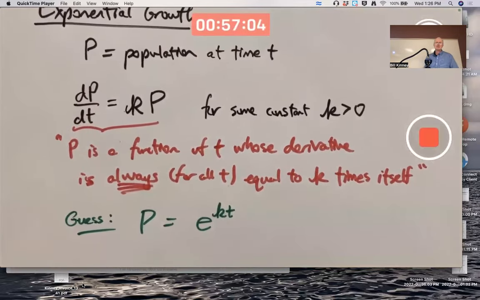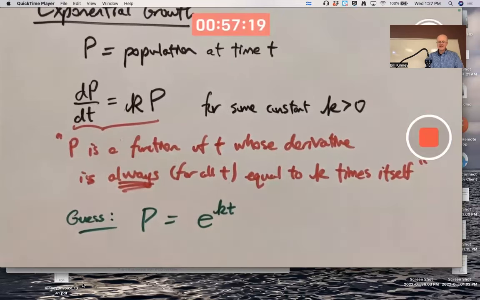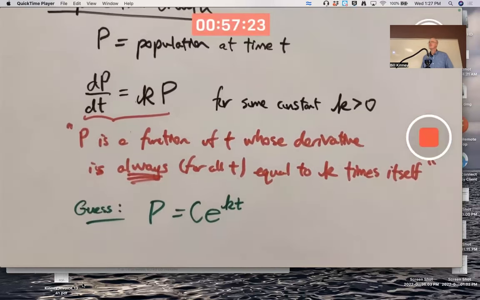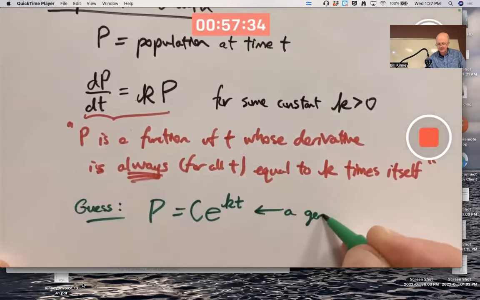Why did I leave a little space? Because I need a constant of integration. Let's not call it a constant of integration. Let's just call it an arbitrary constant. Should I add it? Should I put plus c? Turns out the answer is no. Multiply by c. We should check this, but this is the correct answer, and this is a general solution.